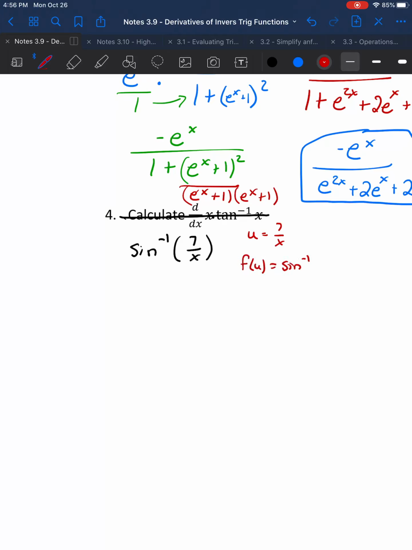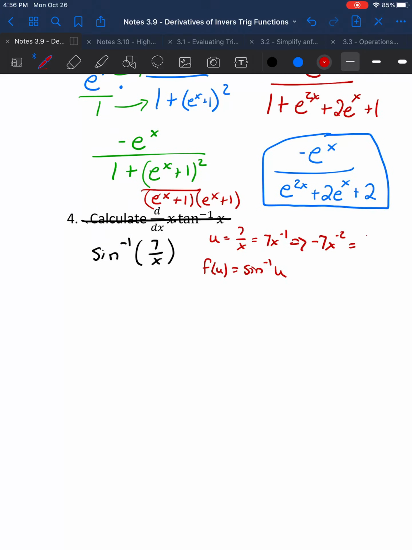meaning f of u would be inverse sine of u. Before I take this derivative, I'm going to rewrite this as 7 times x to the negative first, just because it's a little bit easier derivative to take. Or you could do product or quotient rule. Derivative of the first, keep the second, minus blah, blah, blah.